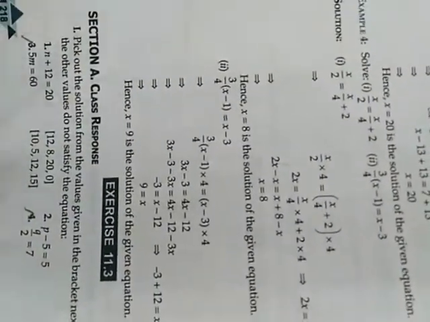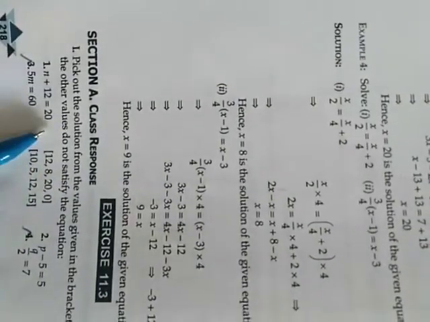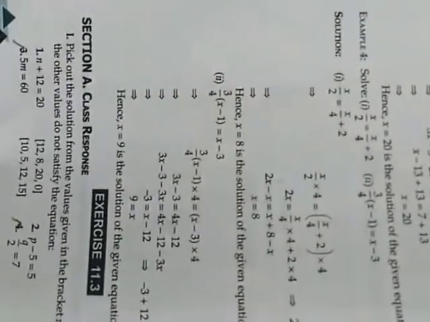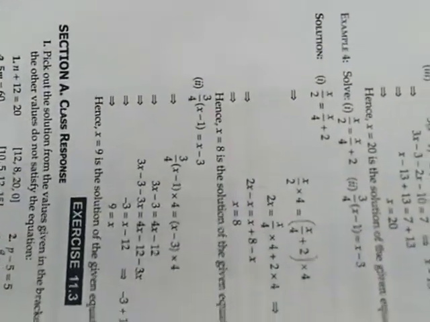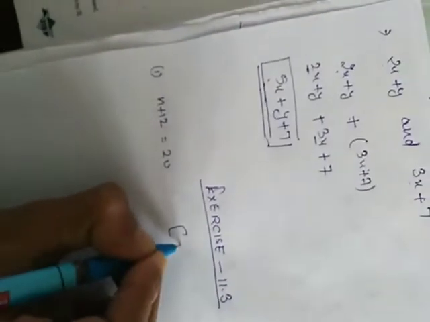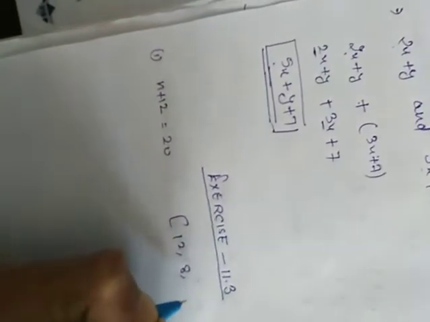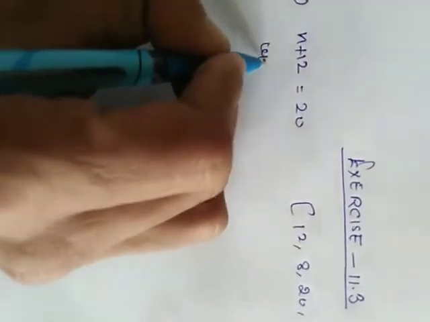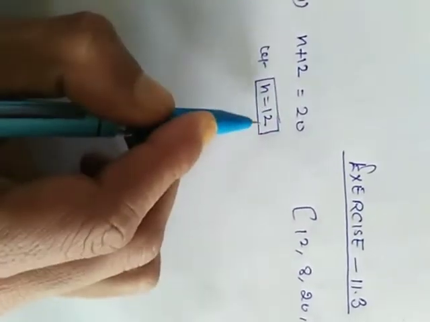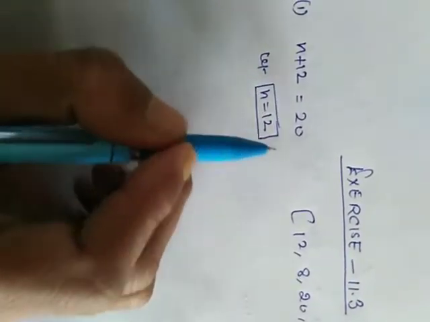So we will choose the values one by one and let's prove which one of these values satisfy this equation. The first one is n plus 12 is equal to 20, and the given values are 12, 8, 20 and 0. Okay, so let's take the first value, that n is equal to 12. So first we substitute the value of n, that is 12.